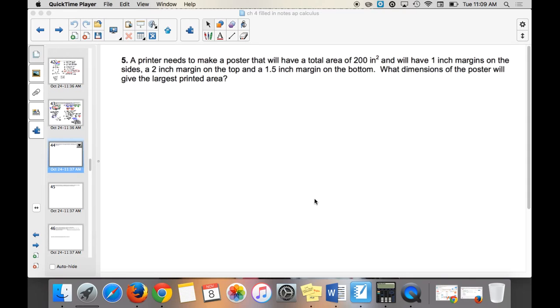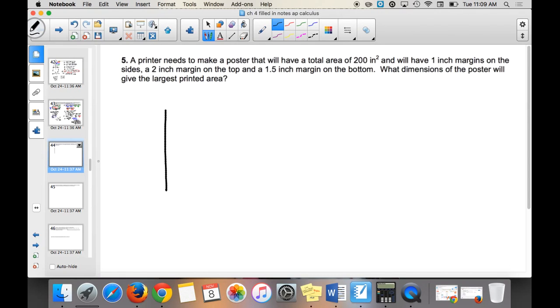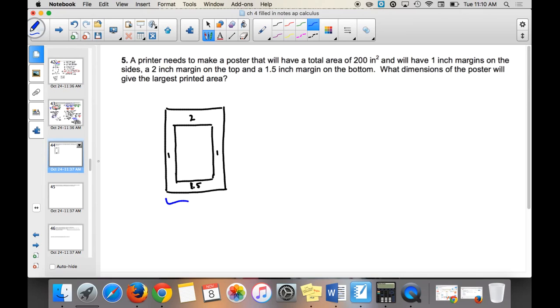So as we sketch this out, we have a rectangle. It didn't really say the print is 200 square inches, so I think the poster is going to be a total area of 200 square inches. It will have a 1-inch margin on the two sides. It will have a 2-inch margin along the top and a 1.5 along the bottom. Okay, so the whole poster, we'll call it X and Y. And we know that X times Y has to be a total of 200 square inches. Okay, that's what we call our secondary equation.